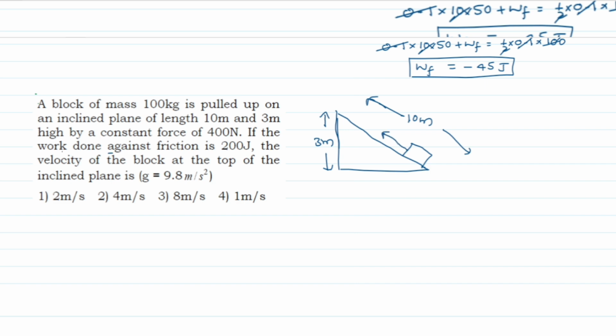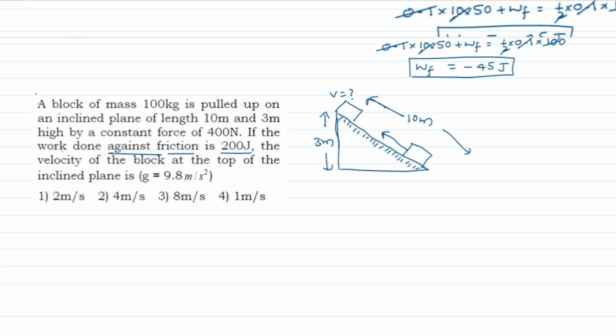Here the work done against the frictional force is given as 200 joules. That means the surface is a rough surface, you just imagine. Now we need to calculate the velocity of the block at the top of the inclined plane. When it reaches the top of the inclined plane, with what velocity is it going to reach? This is the question they are asking students.